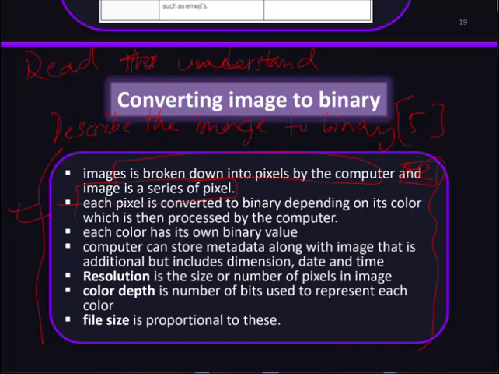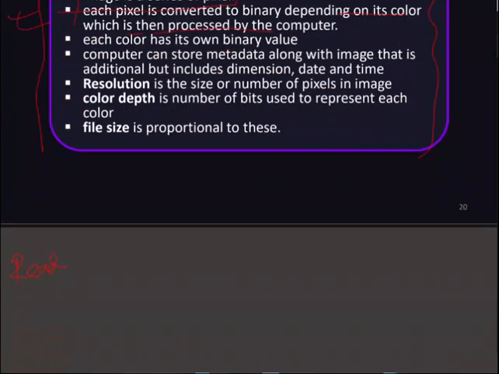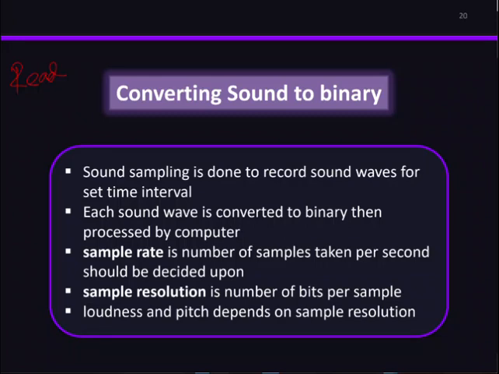Each pixel is converted to binary depending on its value, depending on its color, which is then processed by the computer. Each color has its own binary value. Metadata includes dimensions, date, and time. Resolution is the number of pixels in an image. The color depth is the number of bits used per pixel, and file size is proportional to this. Then sound to binary, we have read it several times.